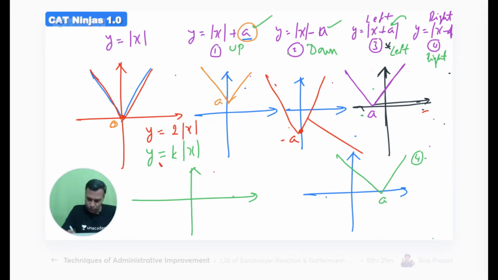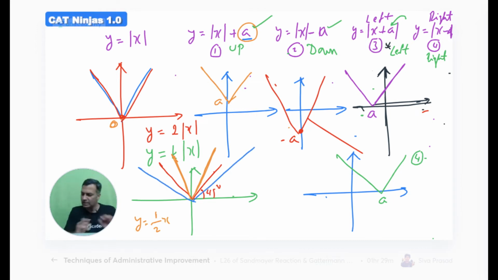Scaling means, if this is y is equal to mod x, that is 45 degrees, right? When you do a scaling, it gets sharper. Y is equal to 2x means the values get sharper. If the k value is greater, the slope is greater, so it gets sharper. Instead, if I write y is equal to half of x, then it gets wider. That's it, wider or sharper. That is the issue of scaling.